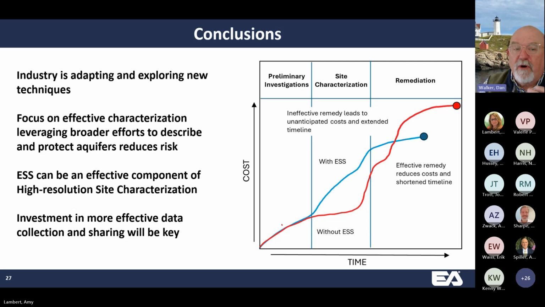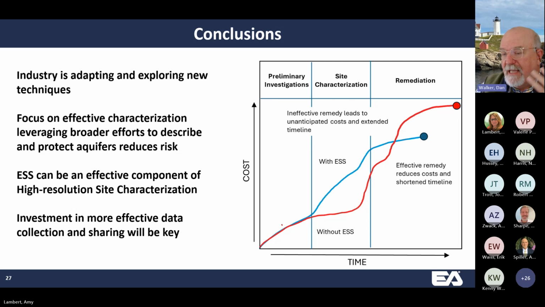We want to focus more on effective characterization techniques. We think this is really important. Things like electric conductivity or other high resolution techniques, geophysical techniques, for example, are really useful, but you need to put them in that geologic context, and environmental sequence stratigraphy is the way to do that.